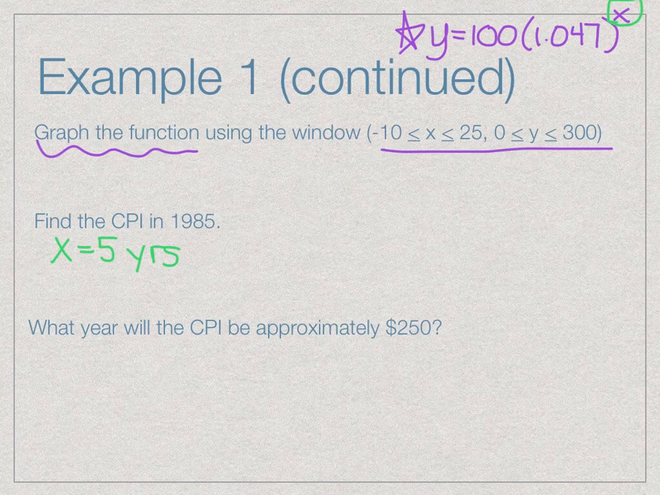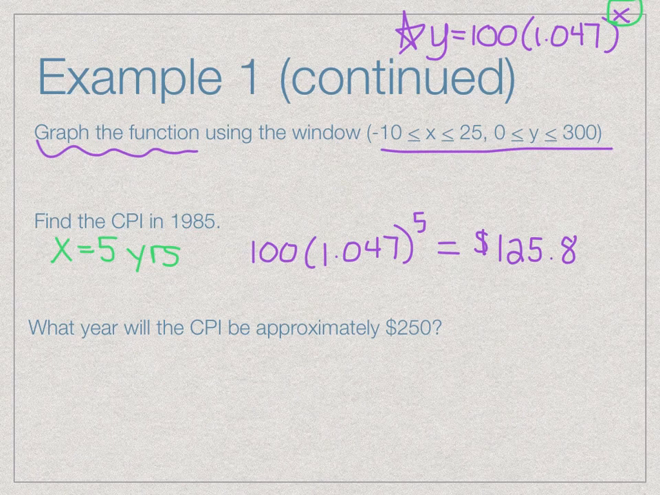So what I want to do is 100 times 1.047 to the power of 5. And I'm cheating and using a calculator real quick. Final answer comes out to be 125.82, and I'm assuming we round this like money. Okay, so I just typed this straight into the normal calculator, not the graphing part, and then came out with this as an answer.